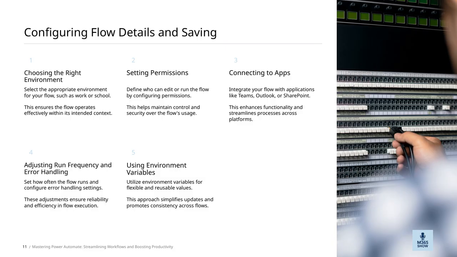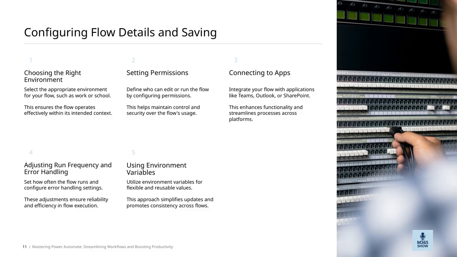First, using environment variables is a key strategy. They allow you to set flexible and reusable values, which makes updating your flows much simpler and helps maintain consistency across multiple flows. This way, if you need to make changes, you only update the variable in one place rather than multiple spots. Next, it's important to set how often your flow runs and to configure error handling settings.